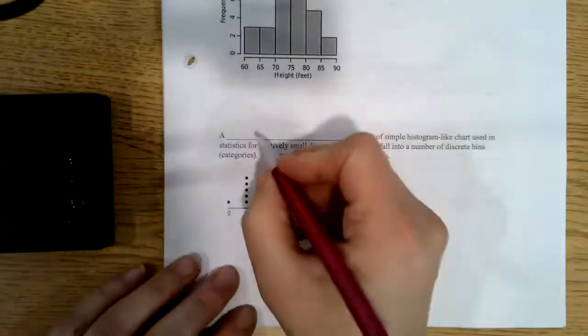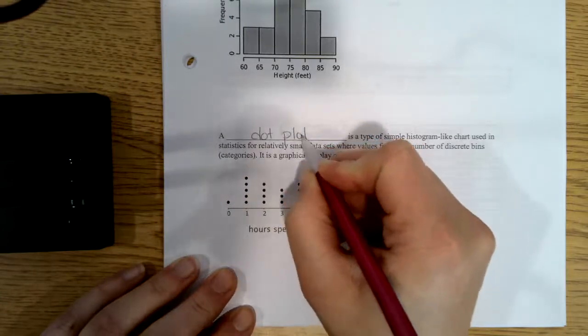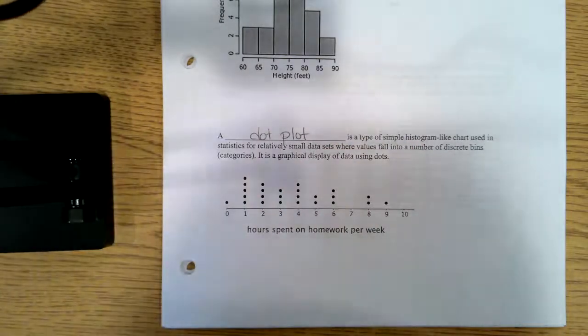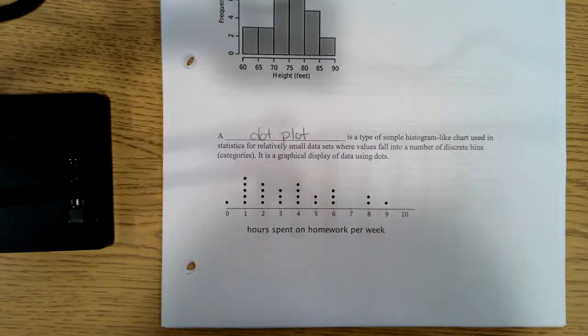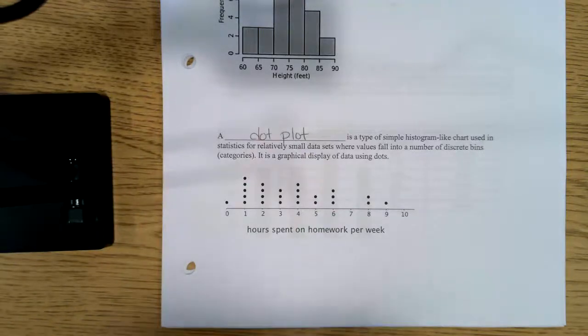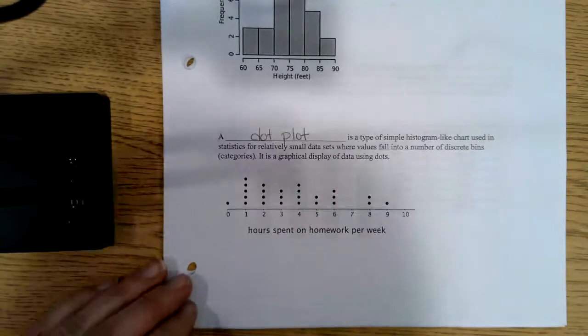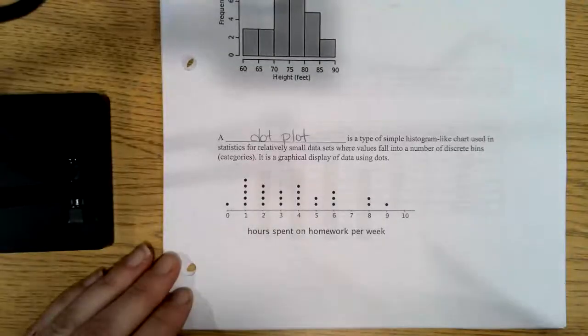The second thing, a dot plot. A dot plot is a type of simple histogram-like chart used in statistics for relatively small data sets where values fall into a number of discrete bins or categories. It is a graphical display of data using dots. So how many hours people spend on homework per week, and then you use dots to plot.